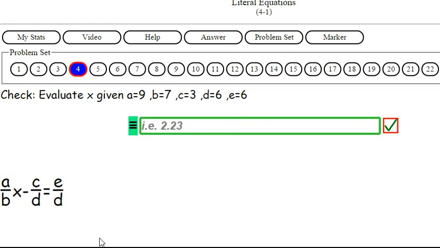Let's write that down. Got to write it down because we're doing something different today. Instead of using my whiteboard, we're using Windows Journal. I kind of like it.